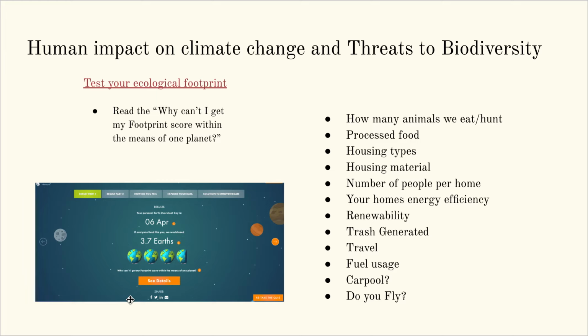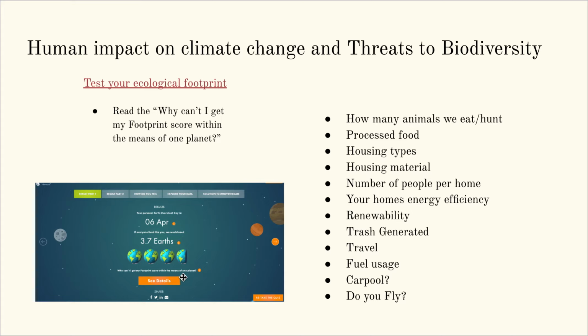Once you get done with your ecological footprint, if you click on the little orange icons or hover over them, it'll tell you different countries and the average amount of Earths that we would need based on each country. I believe the USA is 5. So if every other continent and country of people around the world used the same amount of resources that we did here in the USA, it would take 5 Earths to sustain the world.